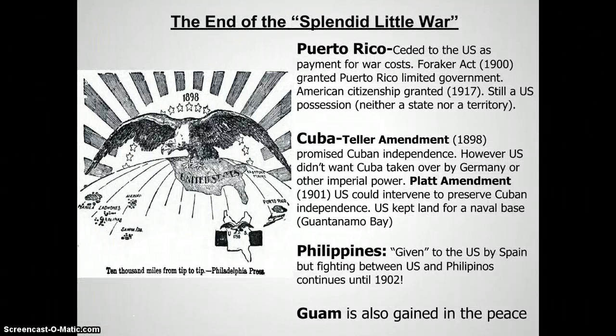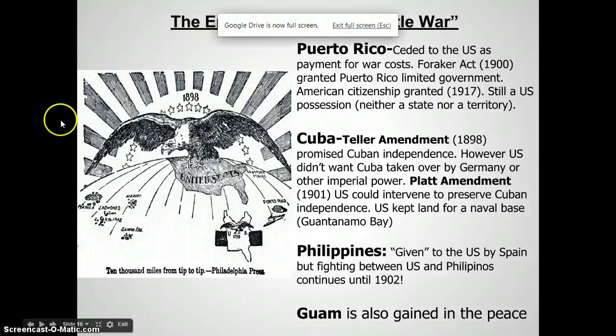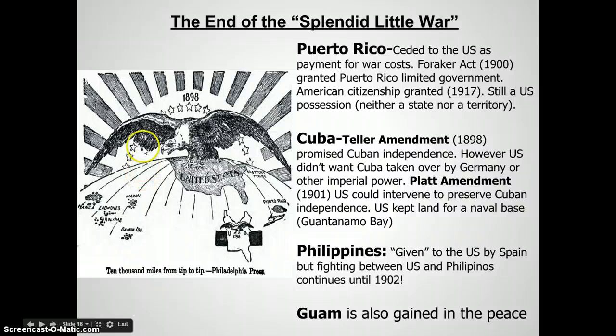So, at the end of 4 months, if you can believe it, 4 months, they called it a splendid little war. The United States has now established its territory, and we see that by our political cartoon here, right? Manila, so the Philippines, stretching all the way over to Puerto Rico. So what territory does the United States gain from Spain? Puerto Rico. It will be considered a possession. It's not a state, it's not a territory, it's in a weird legal area. We don't hold Cuba properly. It will not become a United States territory. It is an independent nation.